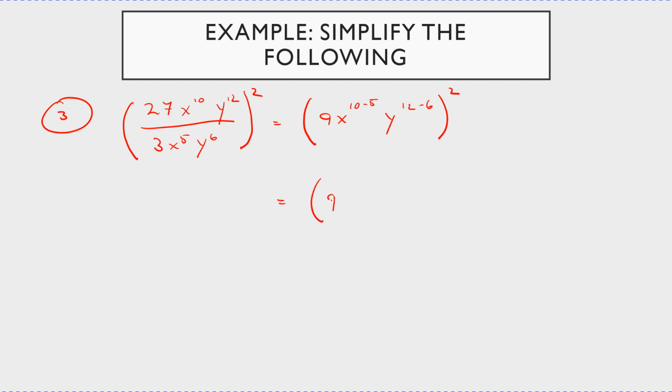So this just becomes 9, x, 10 minus 5 gets me 5, 12 minus 6 gets me 6, squared. Now distribute. This becomes 9 squared times x to the 5th squared times y to the 6th squared. Well, what's 9 squared? 9 times 9 is 81. 5 times 2 gets me x to the 10th. And y, 6 times 2 gets me y to the 12th.